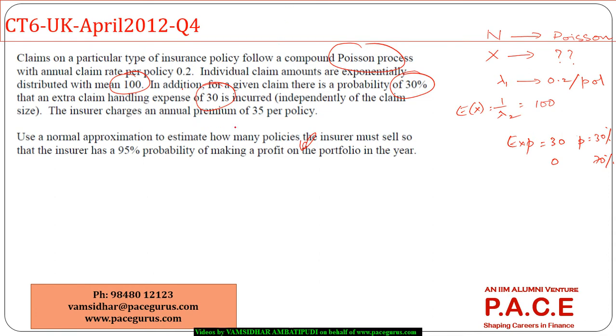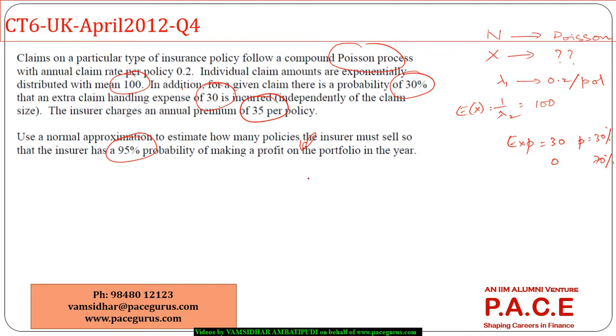The insurer charges an annual premium of 35 per policy. Use a normal approximation to estimate how many policies the insurer must sell so that the insurer has a 95% probability of making a profit on the portfolio in the year.